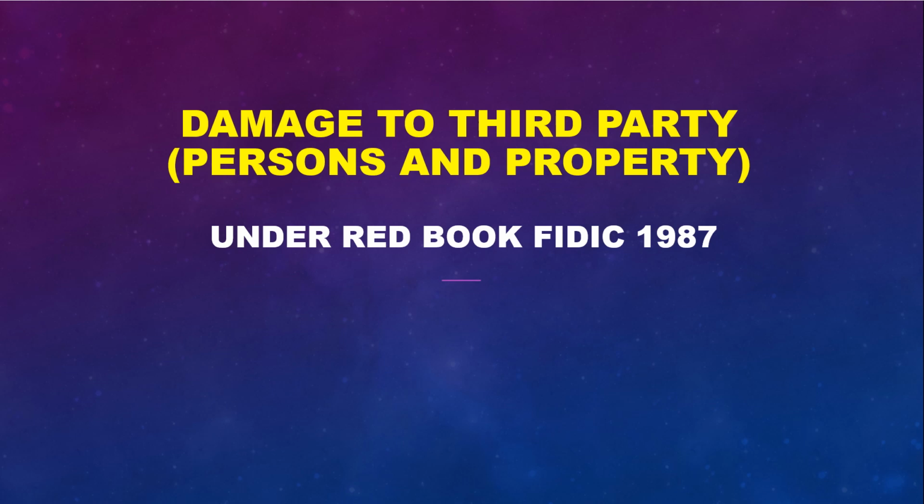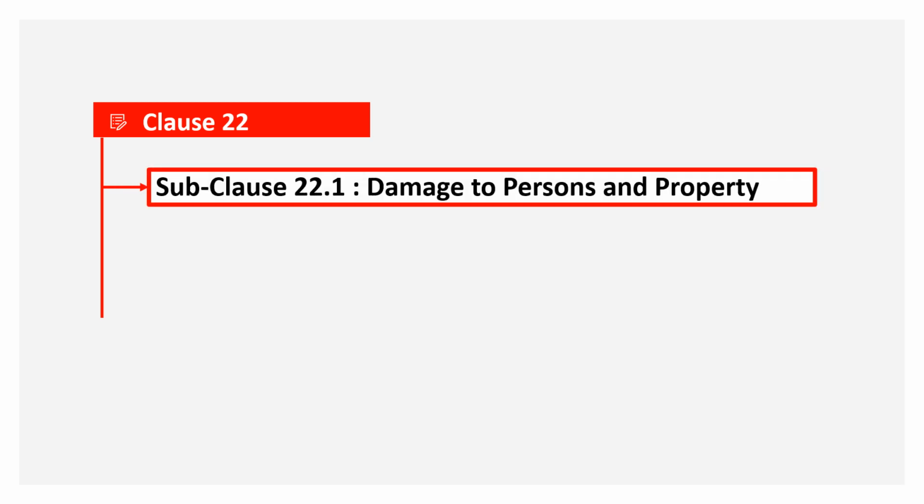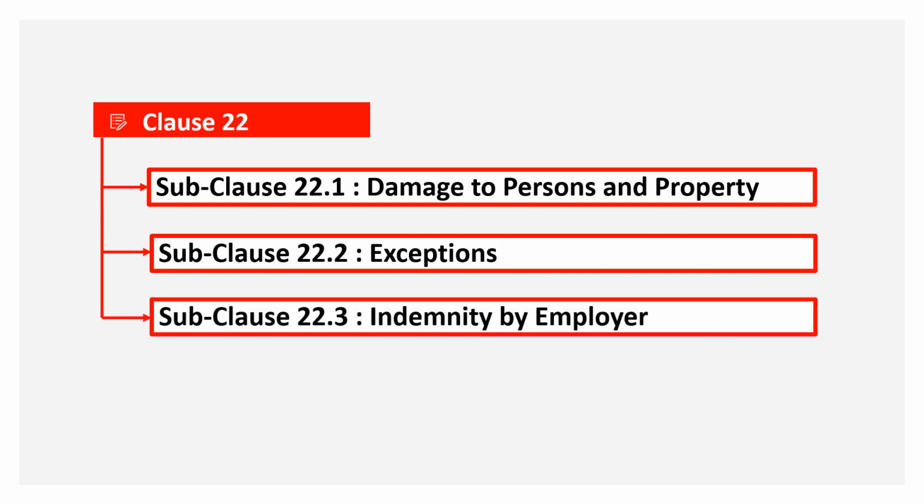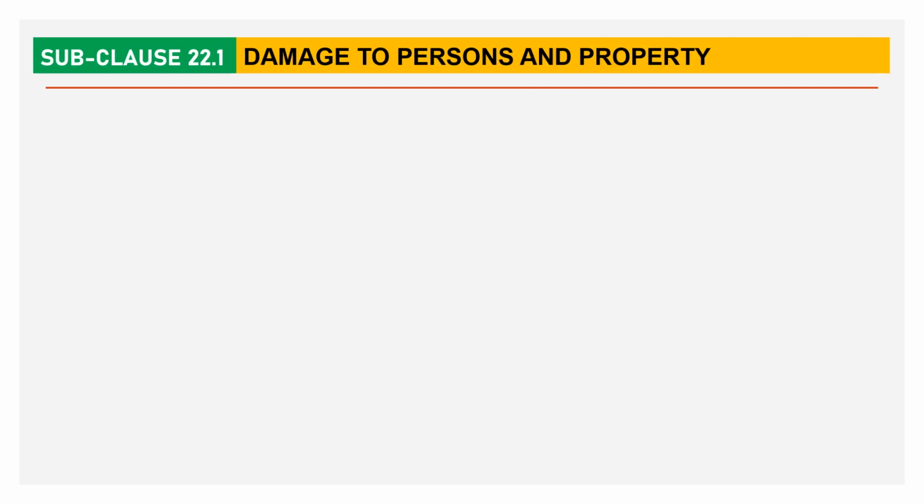Damage to third party, persons and property under Red Book FIDIC 1987 version. This is lecture number 8, part 3. Clause 22 consists of following subclauses: 22.1 Damage to persons and property, 22.2 Exceptions, 22.3 Indemnity by employer. Subclause 22.1 Damage to persons and property.